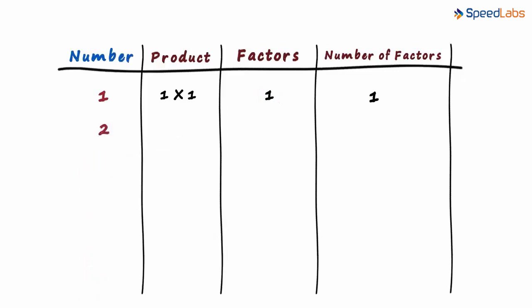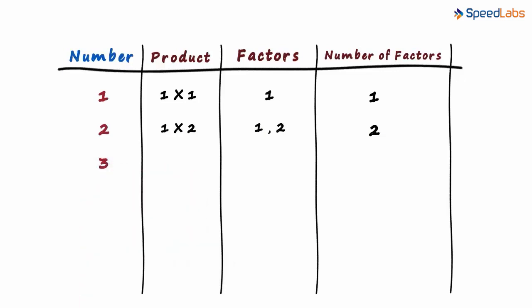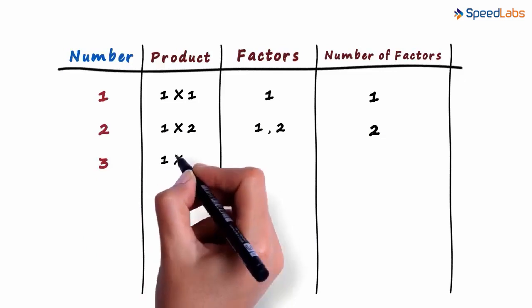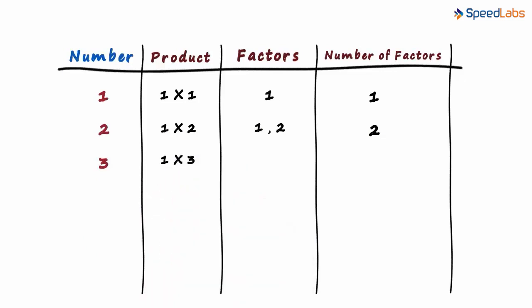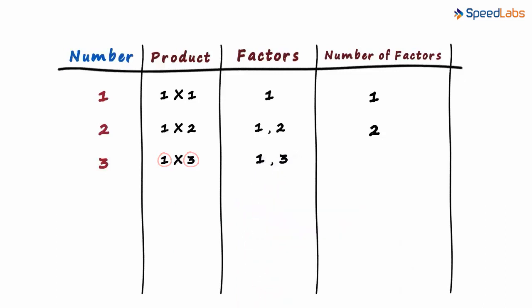Now let's look at the number 2. It can only be written as 1 multiplied by 2. So it has 2 factors, 1 and 2. The number of factors is 2. Let's look at a couple of more natural numbers. The number 3. 3 can be written as 1 multiplied by 3 only. So the factors are 1 and 3. And again, the number of factors is 2.